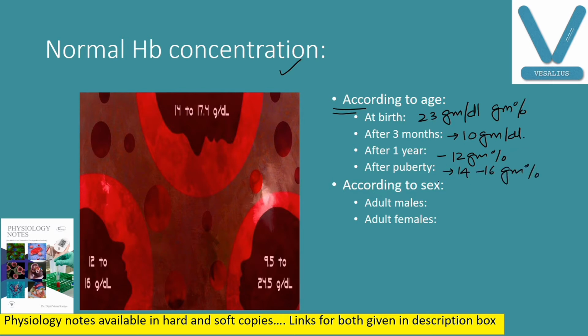In adult males, the hemoglobin concentration is always more than in females because the RBC count is more in males. So this is 14 to 18 gram percentage or gram per deciliter, both are correct. And in females, it is 12 to 16 gram per deciliter or gram percentage.